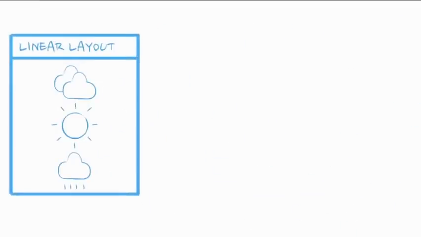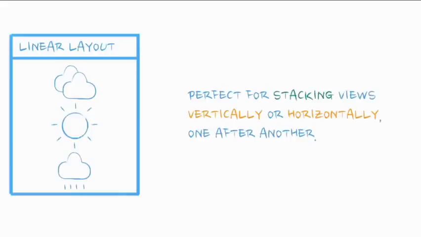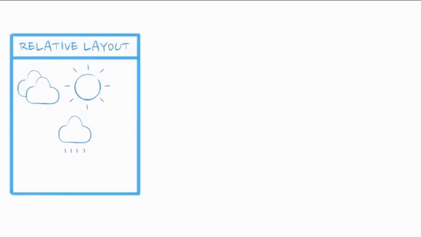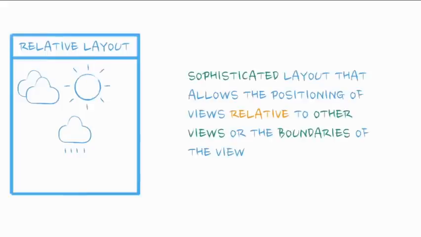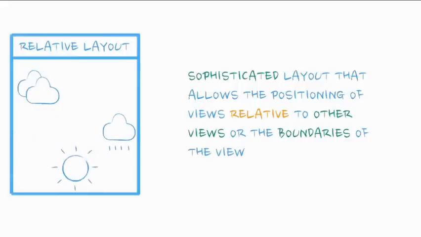Linear layout is perfect for stacking views vertically or horizontally, one after another. It is also the only way to break up the display proportionately. Relative layout is powerful, but a bit more complicated compared to the others. Throw a bunch of views inside a relative layout, and then you can configure each view's position relative to the parent, the relative layout, or to sibling views. Tons of possibilities. We'll explore these layouts in greater detail when we build more complex screens. For now, let's get back to building our forecast list.